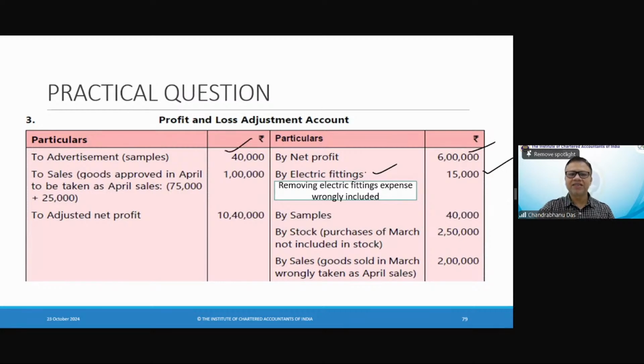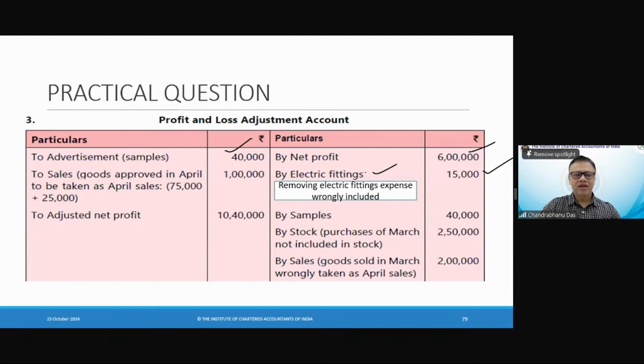So then you can see this advertisement has to be included as expense, because the goods you are giving as free samples, the goods which have been produced, the cost which has been incurred, you are giving them as free samples, then nobody will pay you money for that. So it becomes an expense. So it has to be included as advertisement. Okay, sir.